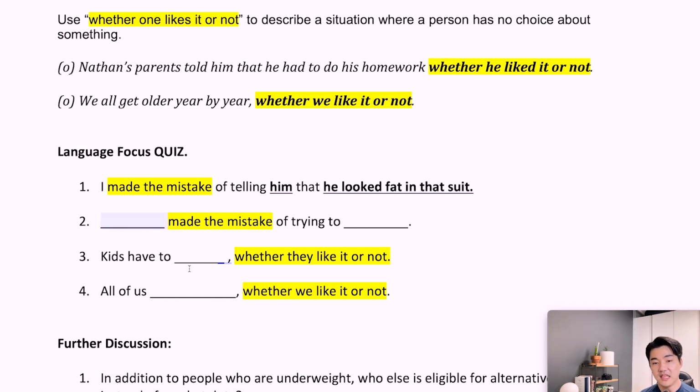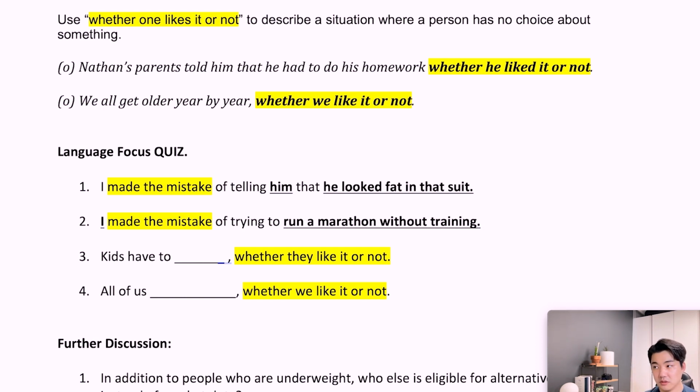2번. Made the mistake of trying to, let's say, I made the mistake of trying to run a marathon without training. So, 저는 훈련 없이 마라톤을 뛰으라고 한 실수를 했어요. Which is actually a true story. I did run a marathon without training very much. It was horrible. Okay, 3번.